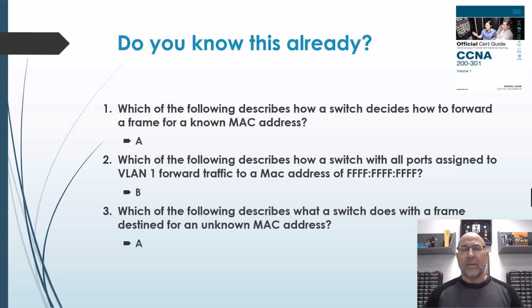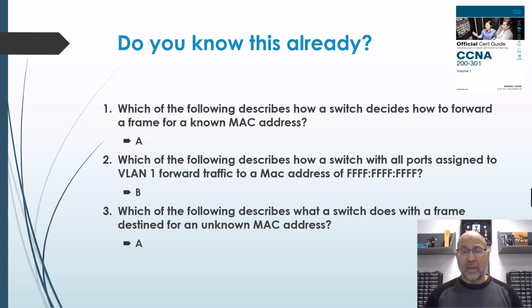So that was A. Which of the following describes how a switch with all ports assigned to VLAN 1 forwards a frame to a MAC address of all Fs? Couple things we got to know in this one. First of all, by default, all ports in a Cisco switch are connected to VLAN 1. So we had to know that. So that describes a particular behavior, which means that all ports could reach all other ports. And the minute that we have a frame that's got a destination address of all Fs, that's a broadcast MAC address, then it goes out everywhere except for the port that it came in on.